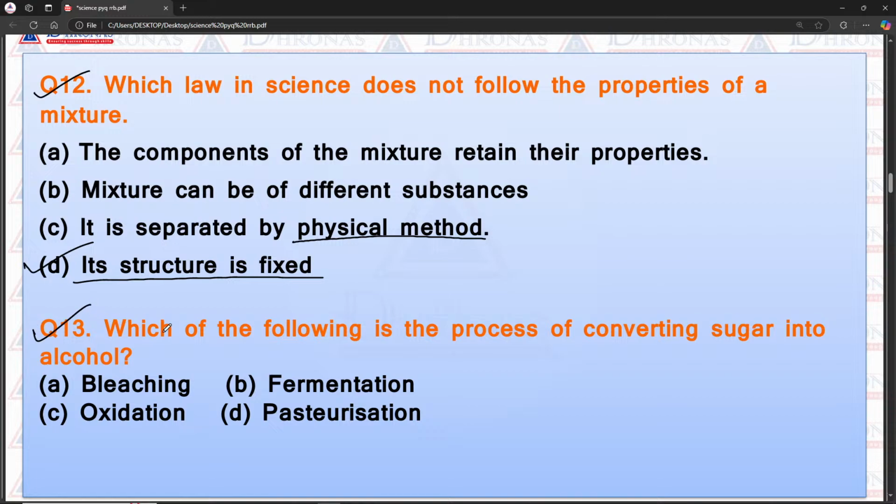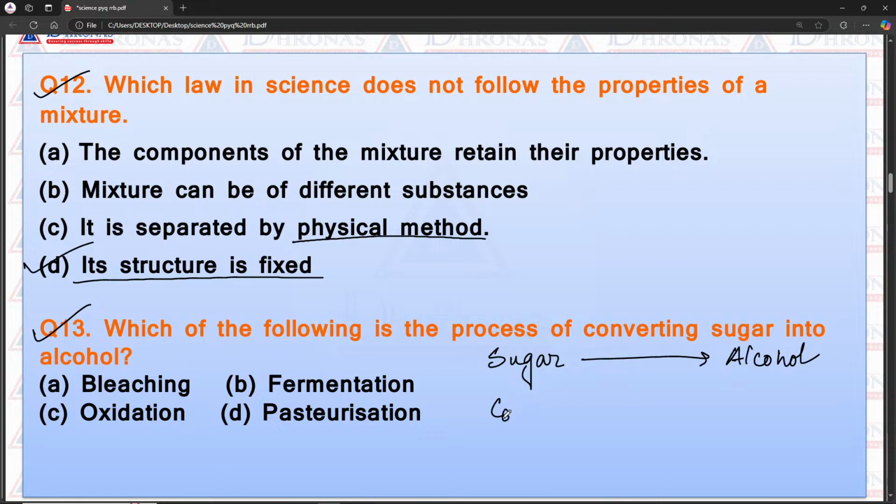Question number 13. Which of the following is the process of converting sugar into alcohol? Whenever you are putting sugar, suppose हम लोग milk से curd बनाते हैं. So that means you are converting milk sugar into lactic acid. That's why milk is getting converted into curd. तो ये जो process है और फिर हम sugar को जैसे कि potato या फिर you can take different types of molasses juice, potato juice, rice sugars. These types of sugars can be converted into alcohol.